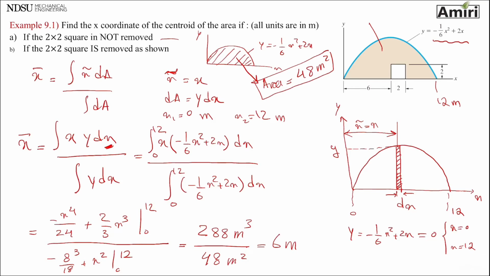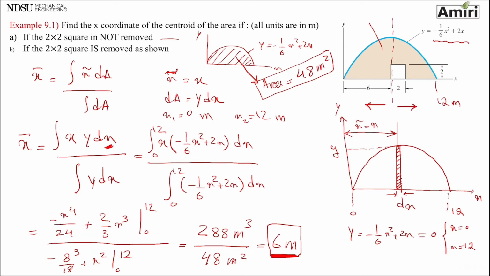That was part A. Part B says, hey, find the x coordinate when a 2 by 2 square is removed. All right, so first of all, let's just try to guess it. When the square is not removed, the centroid is right in the middle. That's where I expect it to be. It was right here before. Now I have removed the square. So what do you think is going to change? Is the centroid going to be closer to x, or is going to be farther from x?